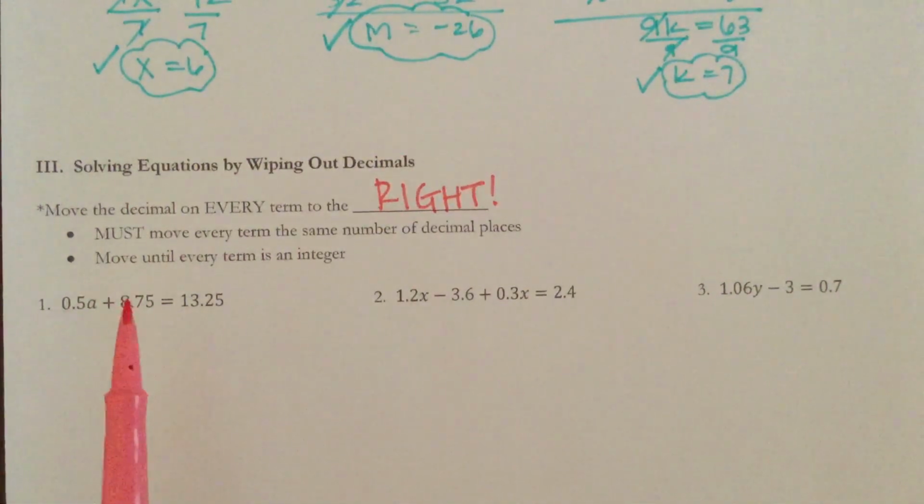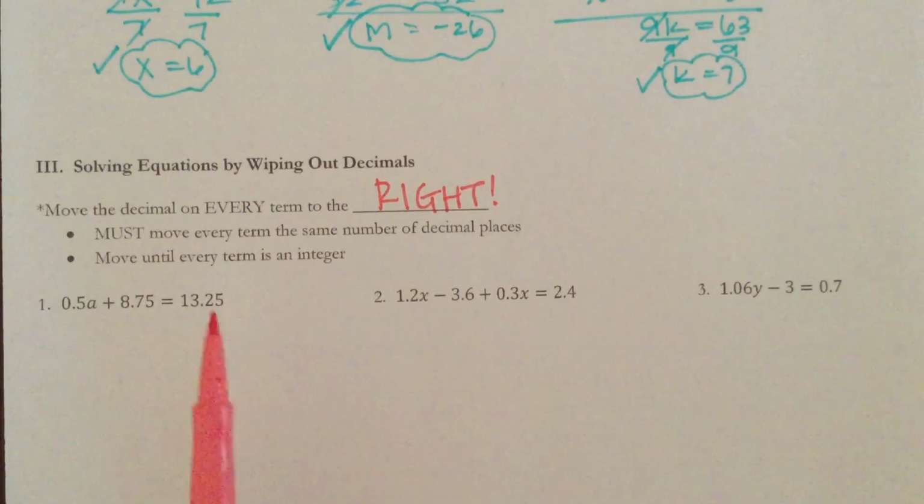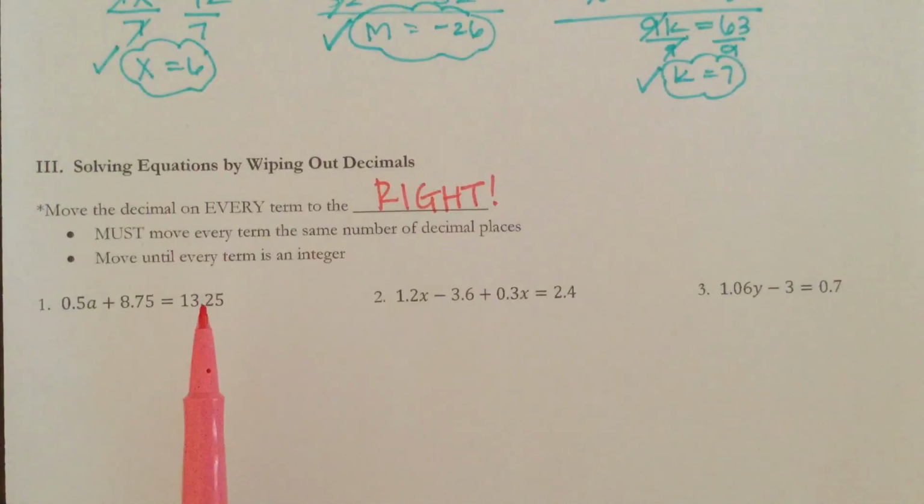If I were to only move the decimal one place, then I still have the number 87.5, which is not an integer. But if I move the decimal 2 places, this number becomes 875. And again, looking at 13.25, I would need to move the decimal 2 places in order to make that become an integer. Since we have to move everything the same number of places, we're going to need to move everything 2 in order to turn everything into an integer.